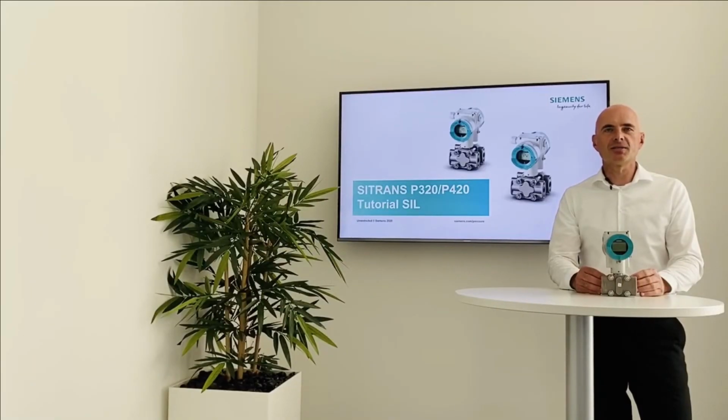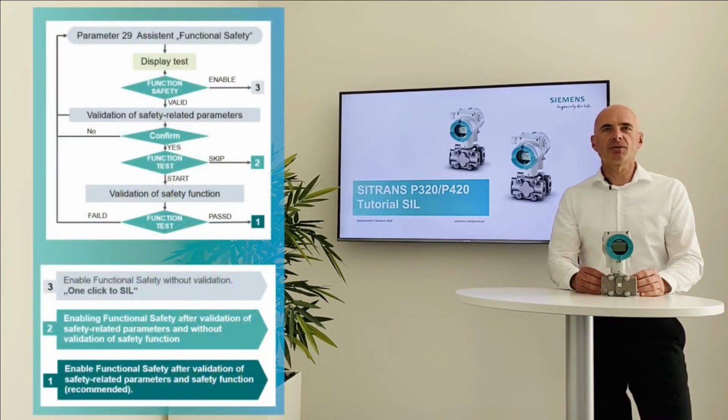In parameter 29, functional safety, we can activate functional safety via the assistant. Enclosed, you can see the flowchart. There are 3 procedures for this, depending on your operational requirements. In it, you can see the individual steps that we will execute in the next minutes on the device.